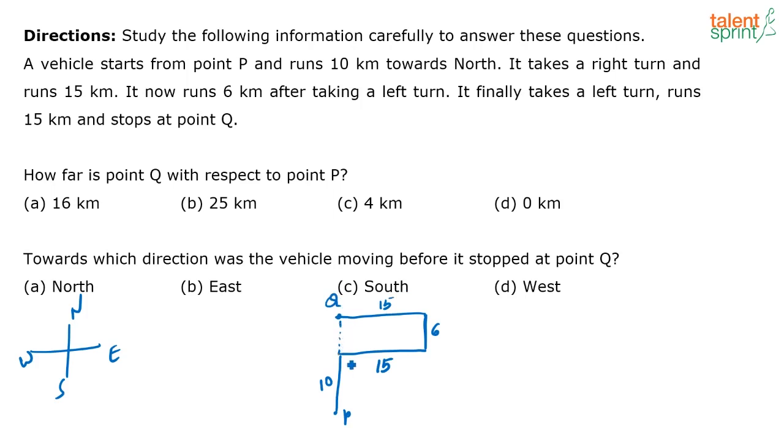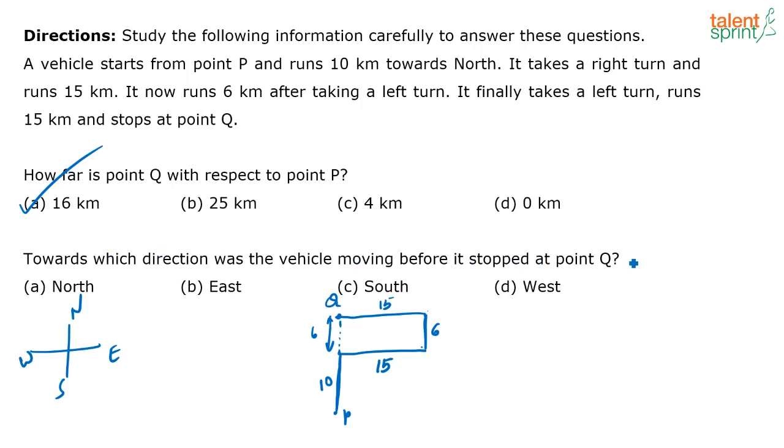Both these are in the same line, because why? 15 kilometers this side, 6 kilometers upwards and then 15 kilometers on this side. So both points P and Q are in the same line. The first question is, how far is Q with respect to P? See, you know this distance is 10 kilometers and this distance you already know is 6 kilometers. So distance between P and Q will be 10 plus 6, that is 16 kilometers. Next one. Towards which direction was the vehicle moving before it stopped at point Q?